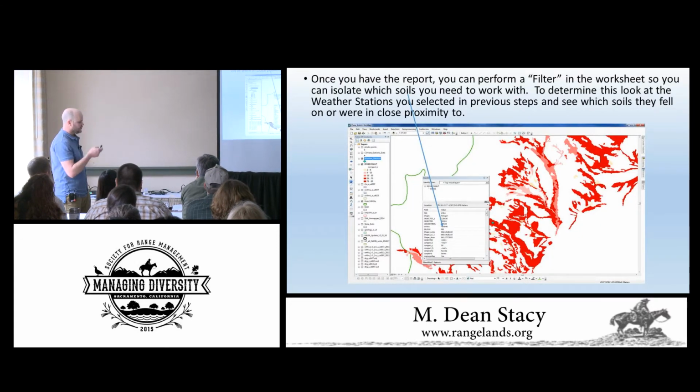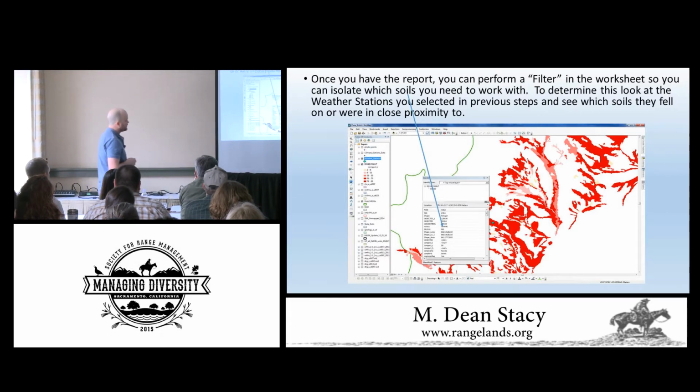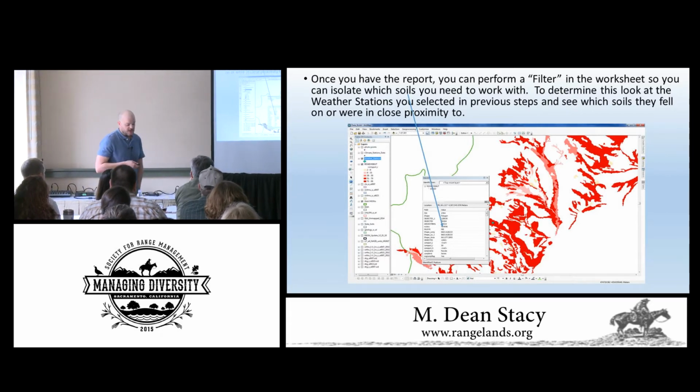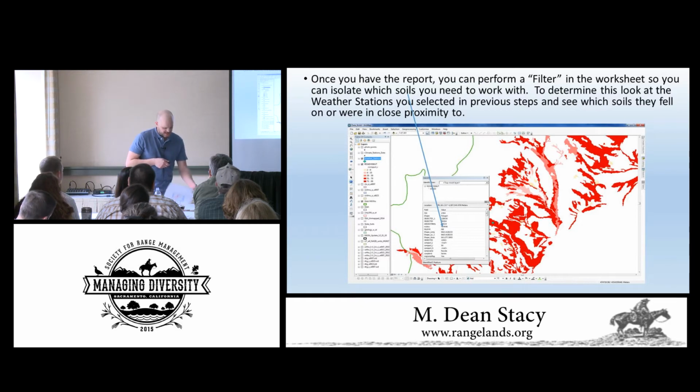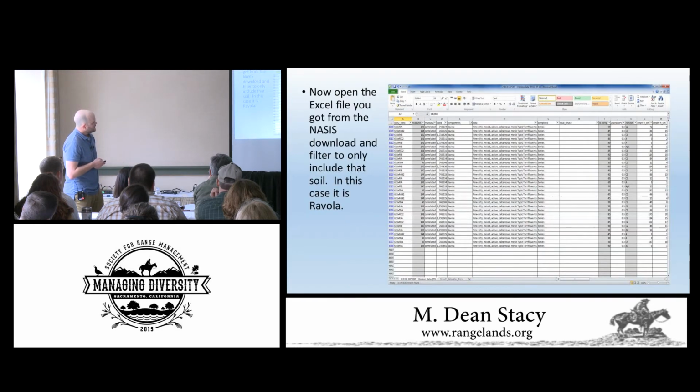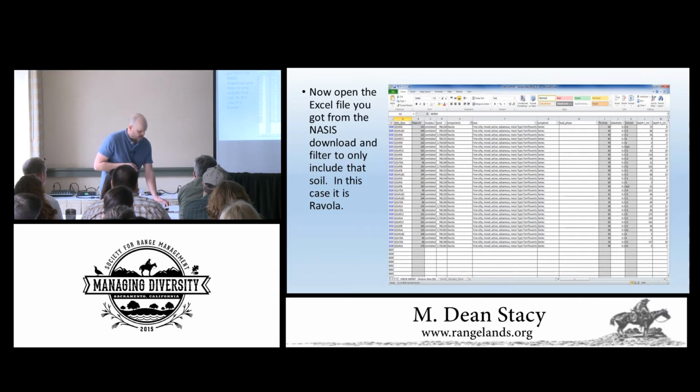Once you have your report, you go in there and do an Excel filter. I'm sure everybody's familiar with that, and you just select the soil that you're interested in. You look at which soil this is, do an identify in ArcMap, and it tells you which soil you want to analyze, and you use that filter in Excel to isolate those. Once you perform the filter, of course, you can see that you have all your Rivola soils there that you want to analyze.